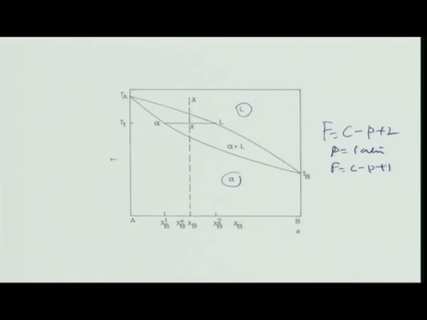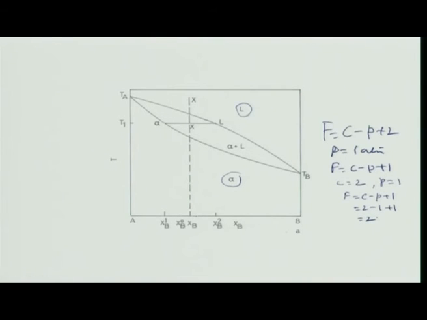Now I will explain in this class how to apply the phase rule in a single phase region like liquid and alpha. In a single phase region, C, the number of components, is 2, because there are two components A and B, and P, the number of phases, is 1. So F is equal to C minus P plus 1, that is 2 minus 1 plus 1, equal to 2. So the degrees of freedom is equal to 2. What is the meaning of that?